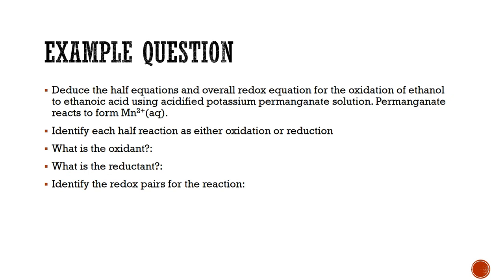Let's look at how this works rather than just a half equation. Let's look at the whole process. This question is asking us to work out the overall redox equation for the oxidation of ethanol to ethanoic acid using acidified potassium permanganate, and it's told us that it reacts to form Mn2+. So we are looking at ethanol.